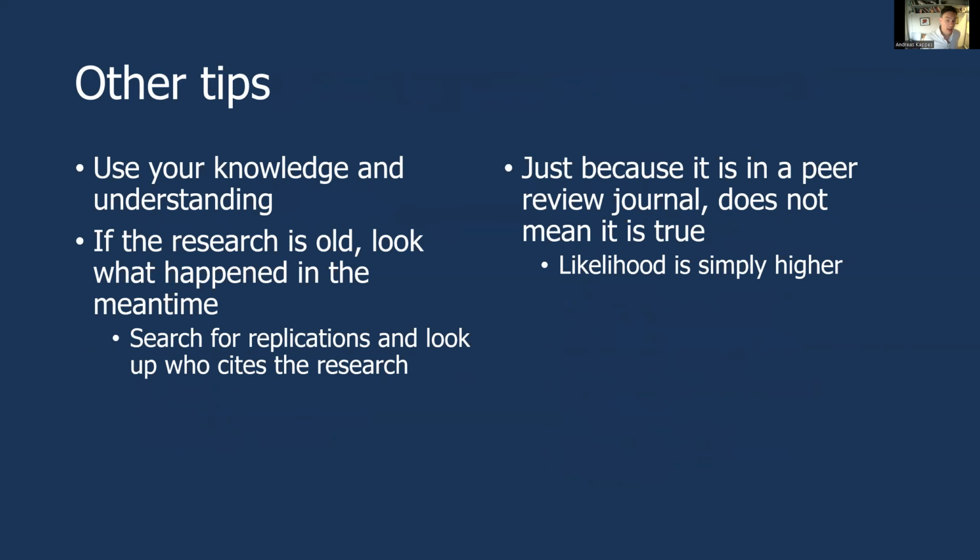Here are some other tips. When you evaluate these articles, use your knowledge and understanding. Don't just say, oh, look, this article that I found contradicts everything Andreas was saying in the lecture and that I've read so far, but hey, there it is, it's an article. No, use your brain, okay? If the research is old, I already mentioned it, look at what happened in the meantime. You can do that in Google Scholar and follow the trail thereby. Really good. All of these things will come in really handy when you do your dissertation.